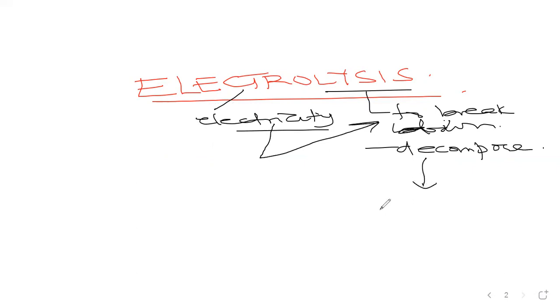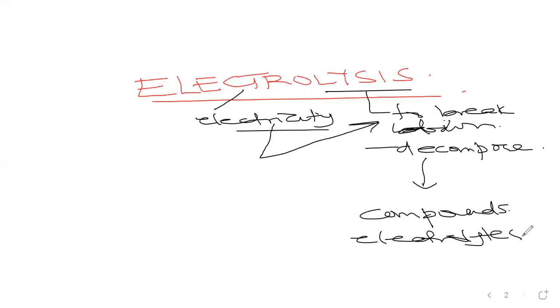What do we break down? We break down compounds, which we call electrolytes. We shall later see what an electrolyte is. So please don't be confused by the term electrolysis.